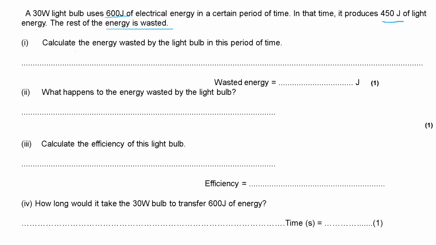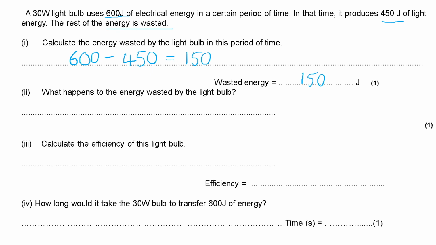So if we started off with 600 and 450 of it was useful energy, whatever's left, so the 600 minus 450 joules, is going to be our wasted energy. So that would therefore be 150 joules of energy wasted.